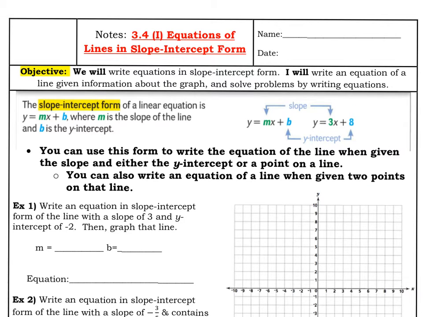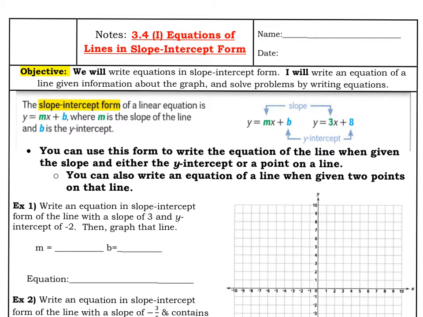So to recap what the slope-intercept form looks like, it's y equals mx plus b, where m is your slope and b is your y-intercept, okay? I like to say m is the slope because it's married to the x, mx, and then b is the y-intercept because it's b by itself. So if that ever helps you remember it, just remember that.